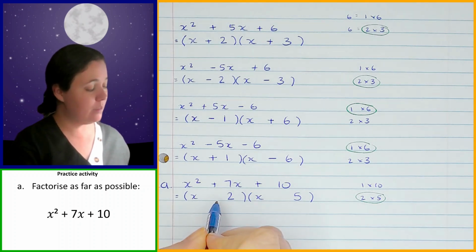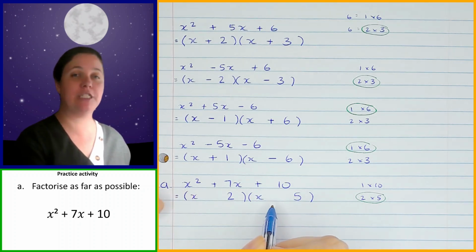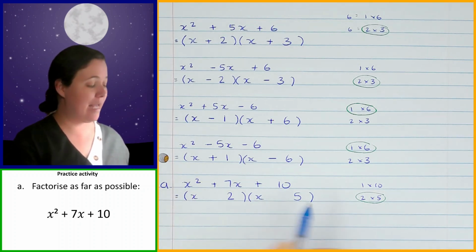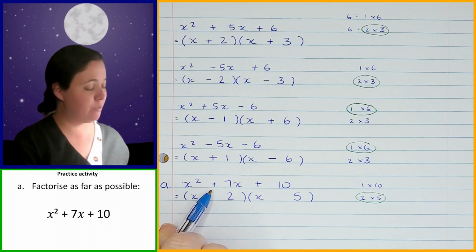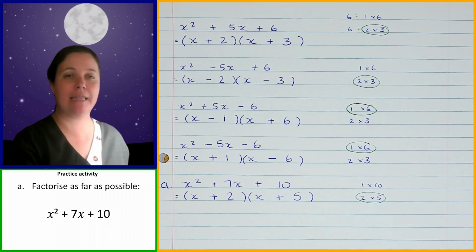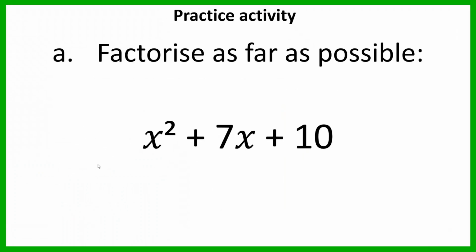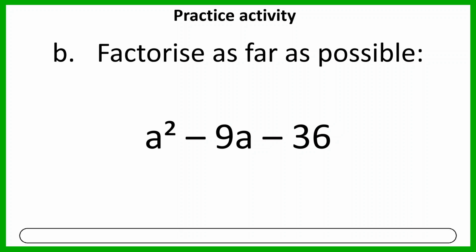Then, because it's positive, the two brackets are going to get the same sign as that middle term. So the middle term is positive, so both brackets are going to get pluses like that. And that's what we should have got for question A. Let's go on to question B. In question B, you've got a squared minus 9a minus 36. Let's give you 1 minute to factorize this one as well.